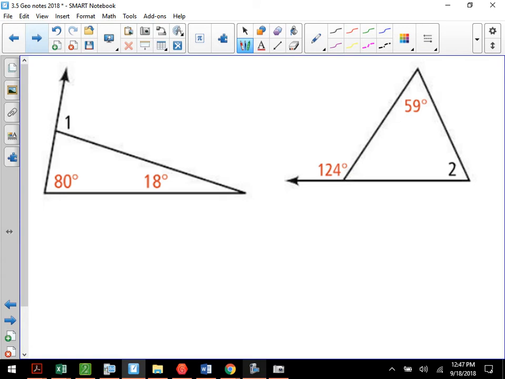If I'm looking at this, I know that angle 1 is on the outside. It has to equal the sum of the two it doesn't touch. What doesn't it touch? What's 18 plus 80? It's 98. Okay. The angle on the outside equals the sum of the two it doesn't touch.